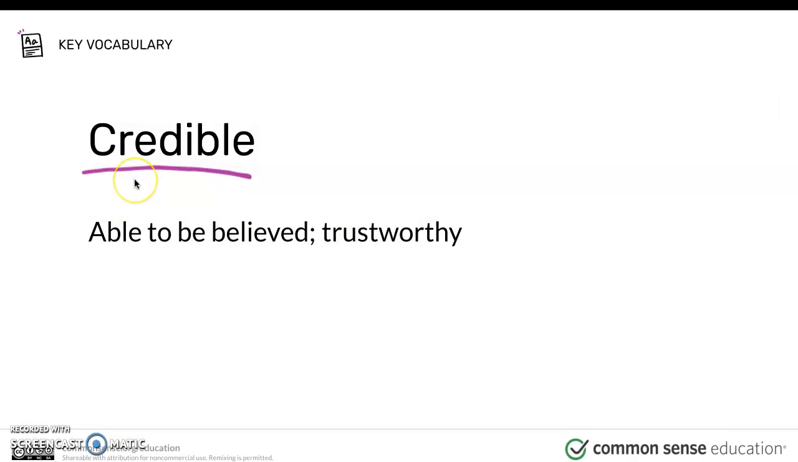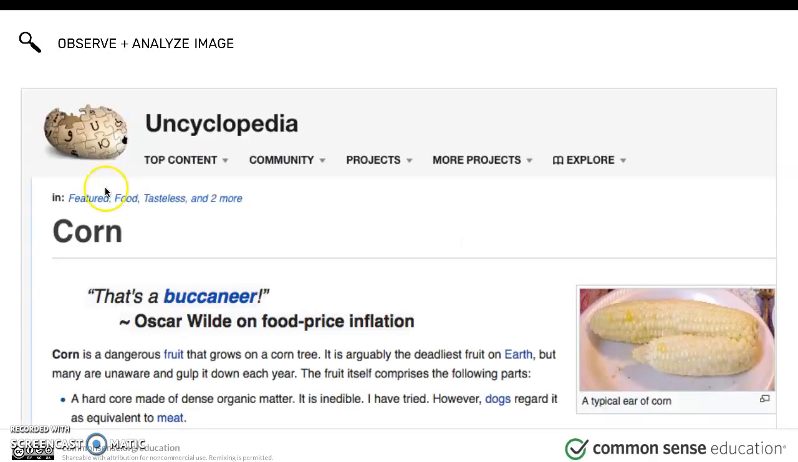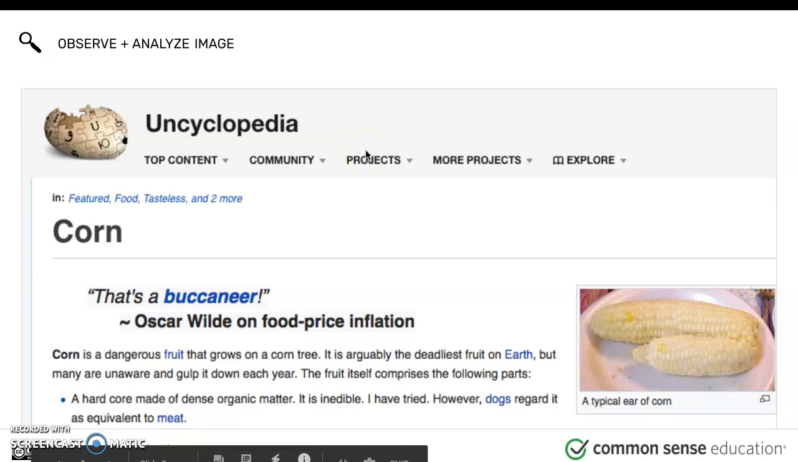So this word credible is when something is able to be believed or trustworthy. So obviously it can be easy to just see a headline and say, oh, I think that's true, I think that's credible, but it's really important to actually read the bulk of the article because that's where they could be giving you bad information.